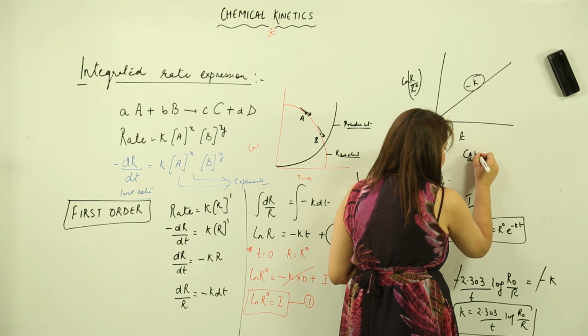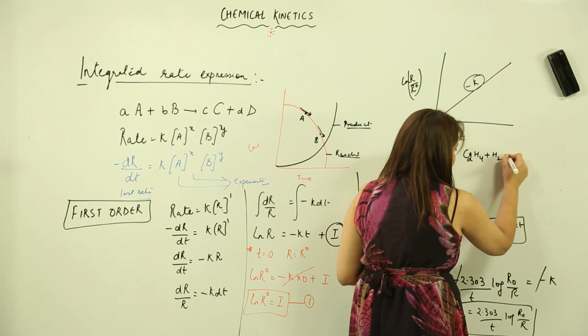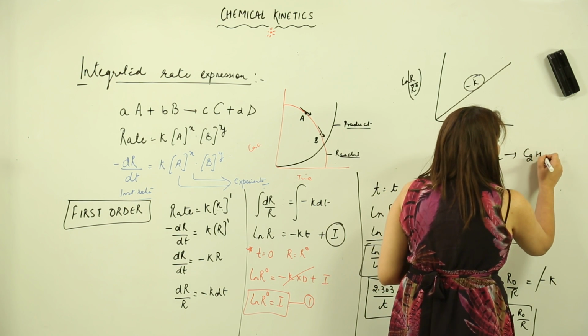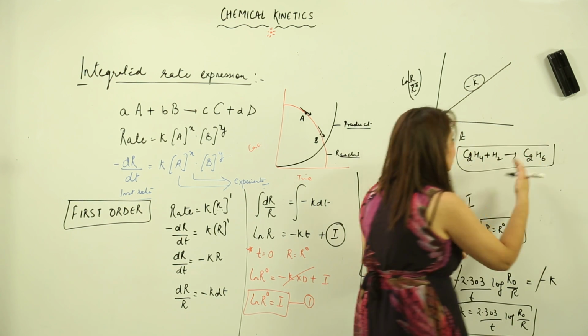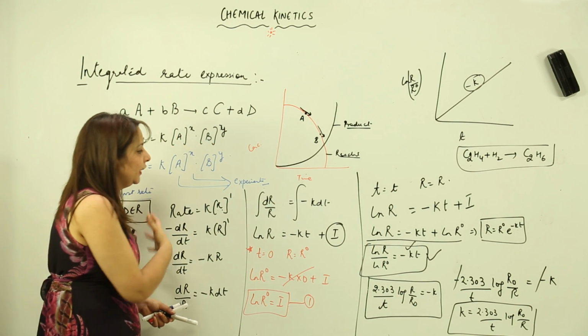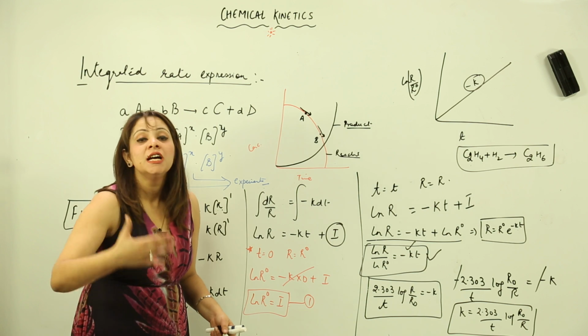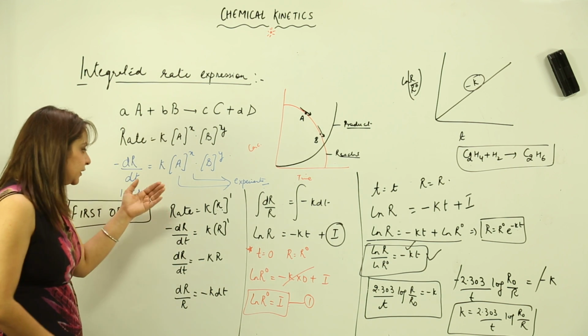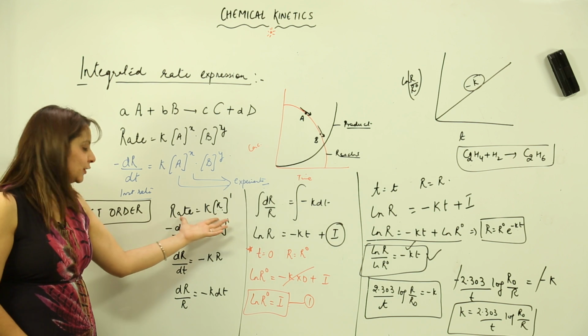So this is the graph, and suppose I consider a first order reaction where I can use it. Suppose I have the hydrogenation of ethene. So when we add hydrogen to ethene, it becomes C2H6. So this kind of reaction is a first order reaction, and we can write the integrated rate expression. Again I am just telling you that you know how to write the rate for a first order reaction. This is what I wrote.